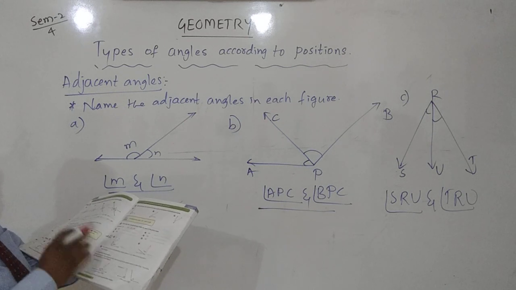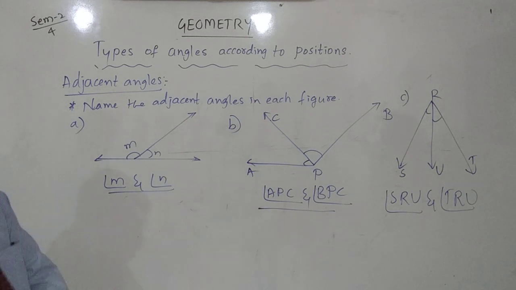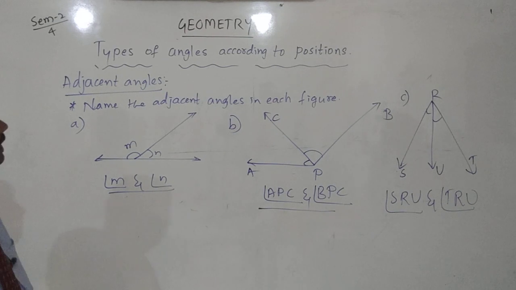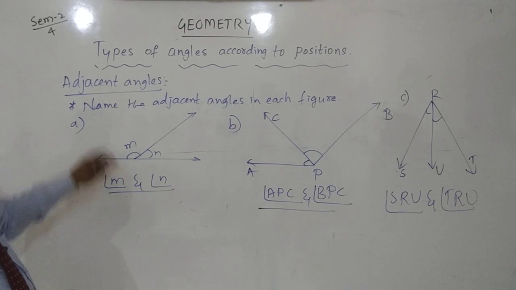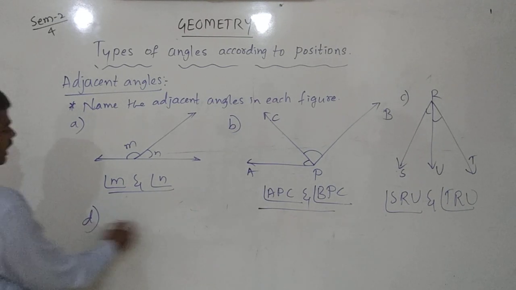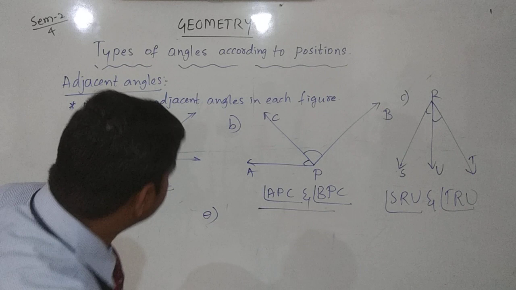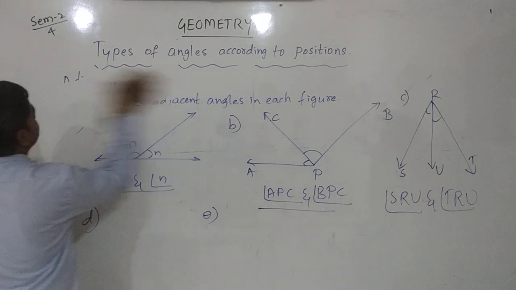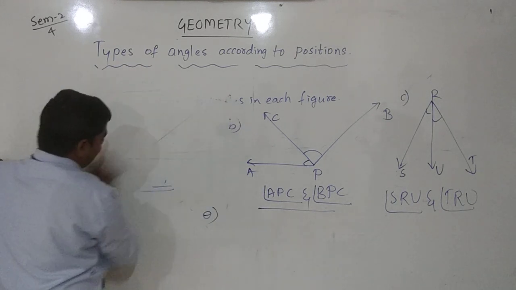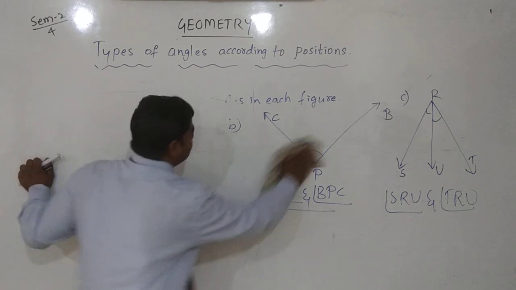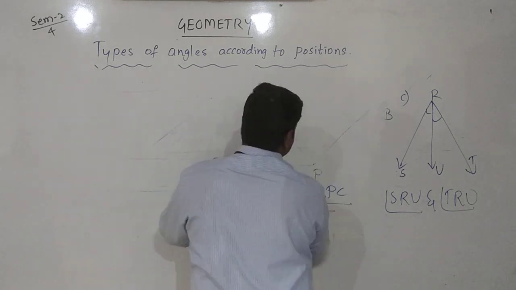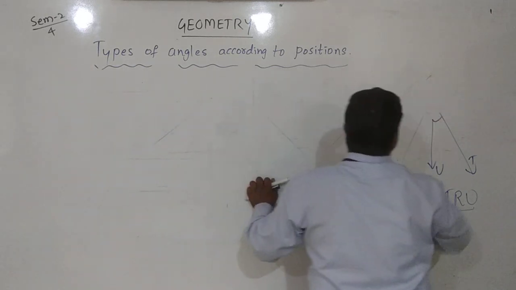After this, vertically opposite angles. We will discuss the vertically opposite angles. Again two are there, B and E. Try to solve. If you cannot yet, you can give a call to me. I will clear your doubt. Next, vertically opposite angles, and after that, supplementary angles.